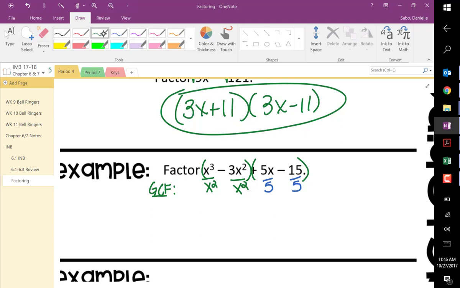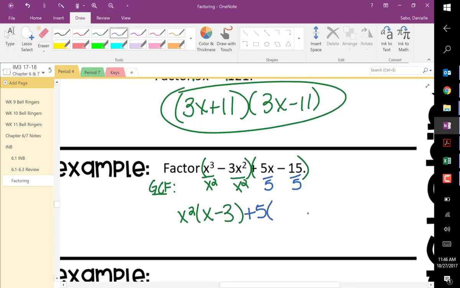So then we're going to write this out now. I'm going to pull out the x squared. And what's left over? X cubed divided by x squared. I subtract the exponents and I get x. These x squareds cancel and I just get minus 3. Do this guy in blue. I'm going to write that positive 5 on the outside that you told me my GCF was. These cancel, 5 and 5.